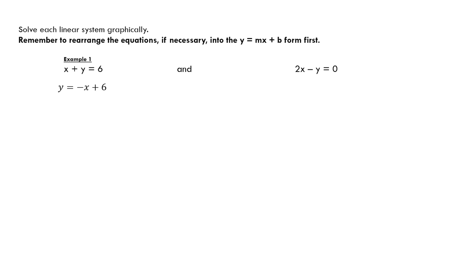We'll begin with the equation x + y = 6 and rewrite it in slope-intercept form. This readily tells us that the slope is -1 and the y-intercept is 6. Looking at the other equation, we'll rewrite this so that it's in slope-intercept form, ending up with the equation y = 2x + 0, telling us that the slope is 2 and the y-intercept is 0.